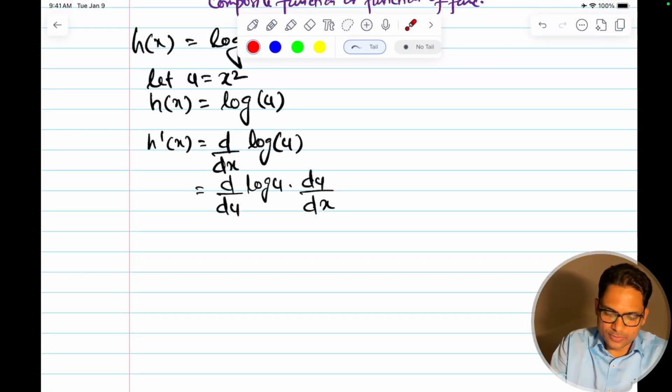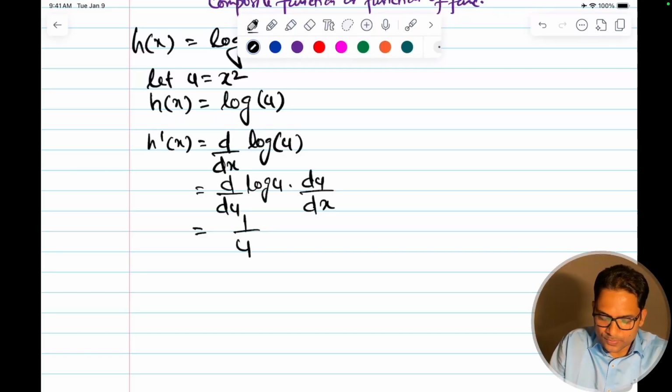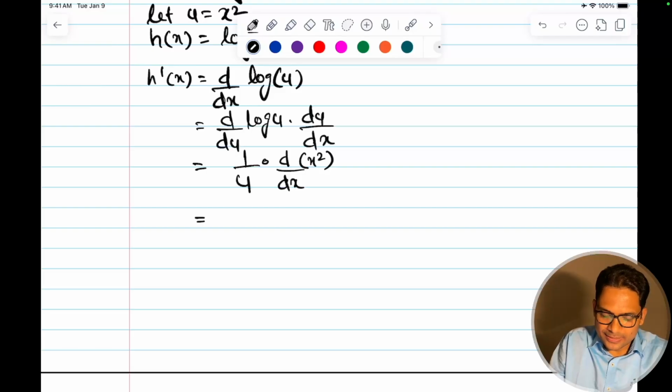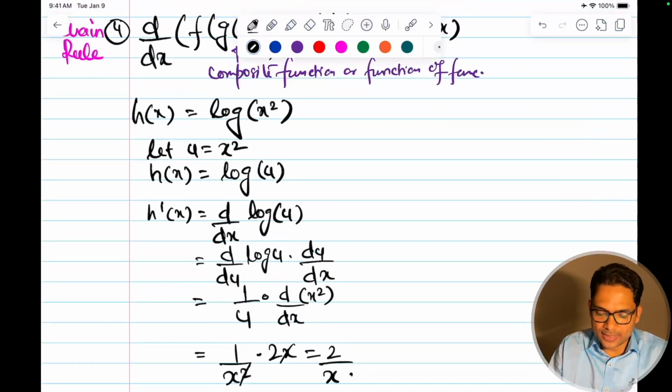So what is d by du of log u? This will be 1 by u, and du by dx is d by dx of x square. So you just put x square for u in 1 by u, and d by dx of x square is 2x. The x gets cancelled, so this is equal to 2 by x. You can verify it an easier way also.